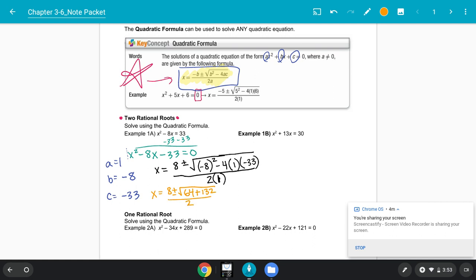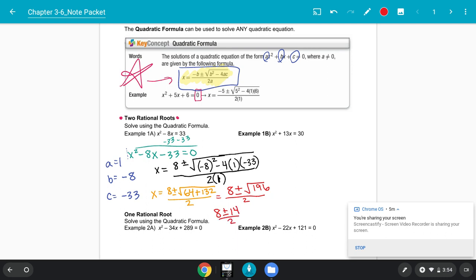All divided by 2. I'm kind of getting squishy here, you guys. I'm sorry. Then we have, switch colors. This is really like 8 plus or minus the square root of 196 divided by 2, which is 8 plus or minus 14 divided by 2.